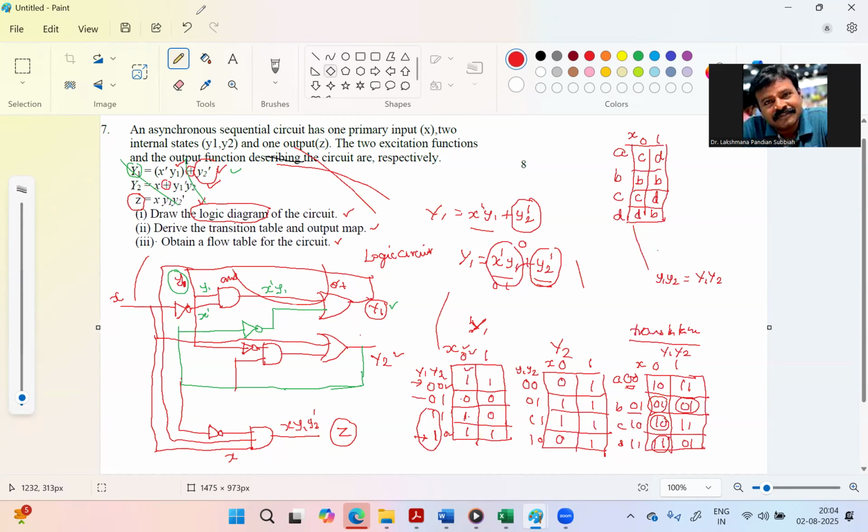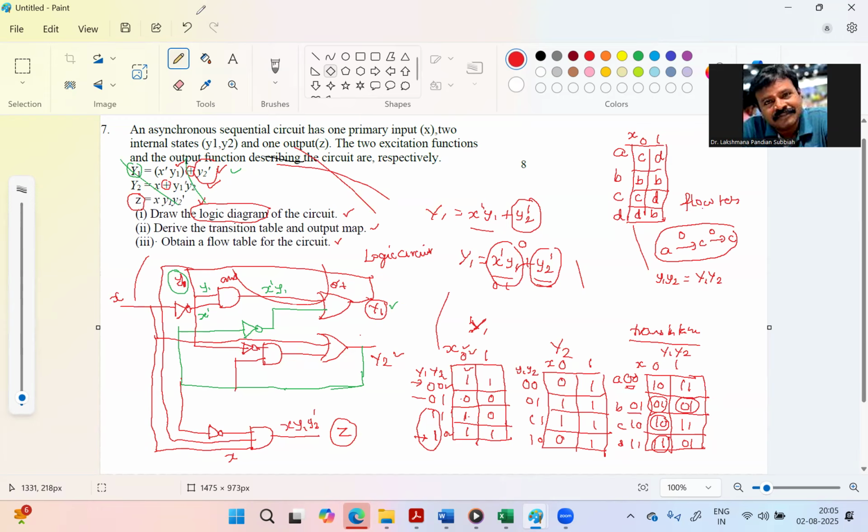So what it is actually: from state A, if input X is 0, then it will go to C. Right? Then from C, if input is 0, then it will go to C itself. So here A to C and C to C. C is a stable state. So this is a flow table.